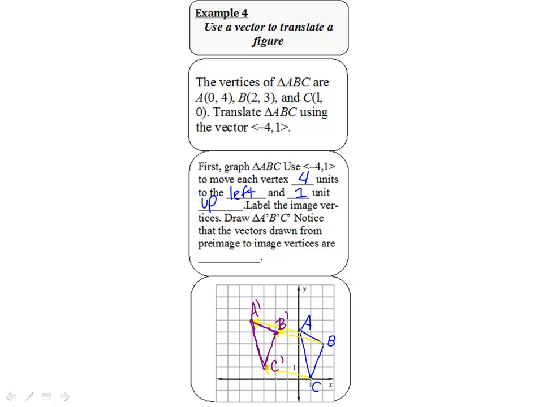So we labeled the image vertices. We drew triangle A prime, B prime, C prime, and we noticed that the vectors drawn from the pre-image to the image vertices, all these yellow vectors we're talking about, are all the same. So that's what I want you to notice. Okay? So you can draw those vectors in to make a movement, but you do not have to draw those vectors in to make your movements when we're making our translations this way.